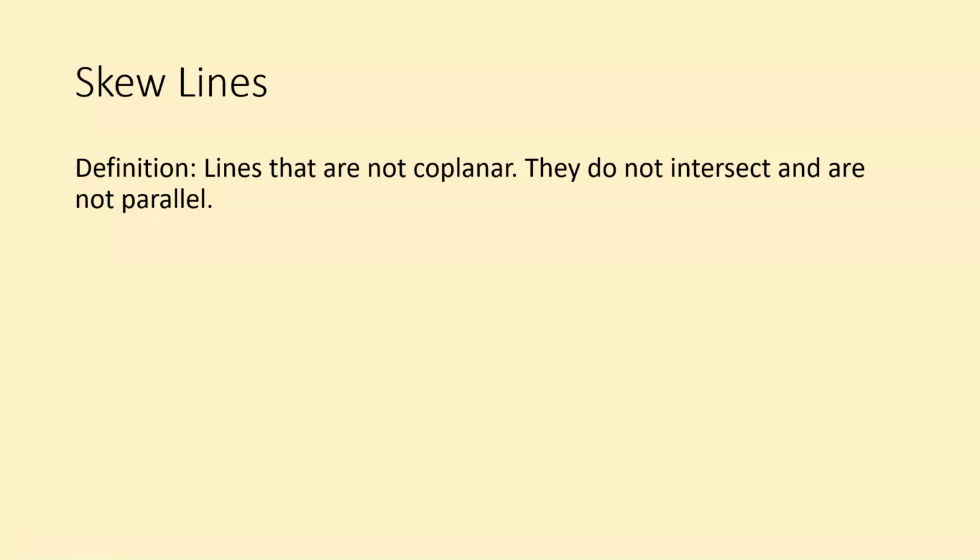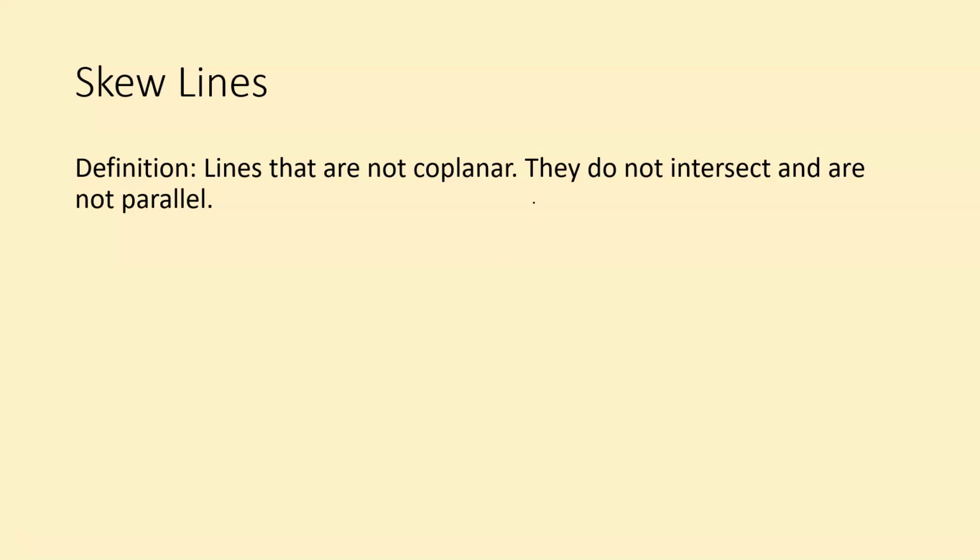Now, let's go ahead and take a look at skew lines. So skew lines is probably the one that we are least familiar with going into this. The definition for skew lines is lines that are not coplanar. So the other two were coplanar. Perpendicular lines were coplanar and parallel lines were coplanar.